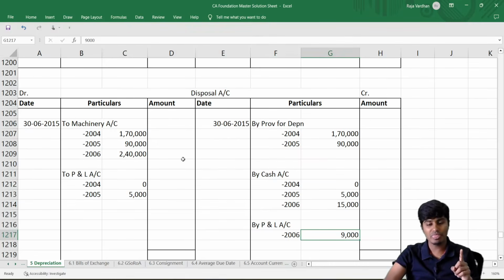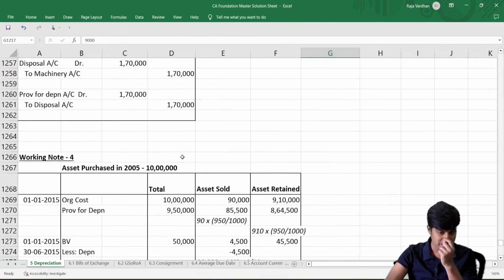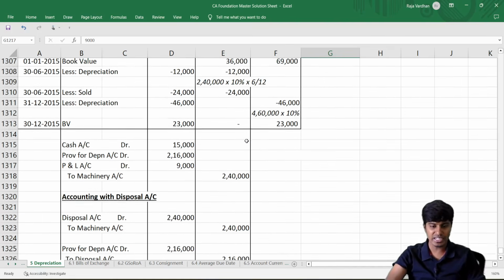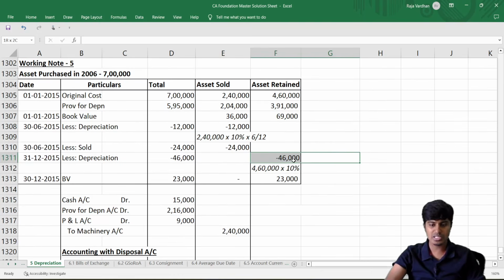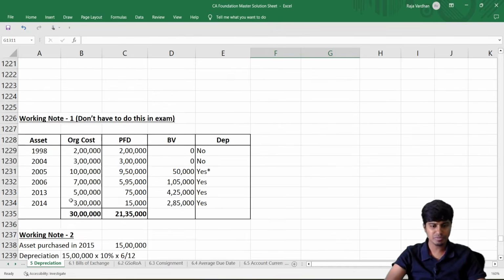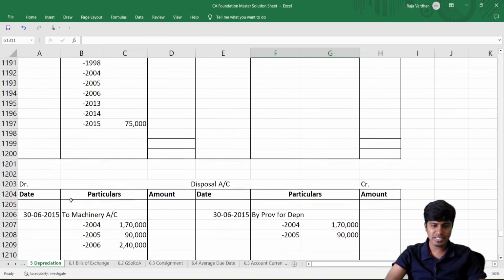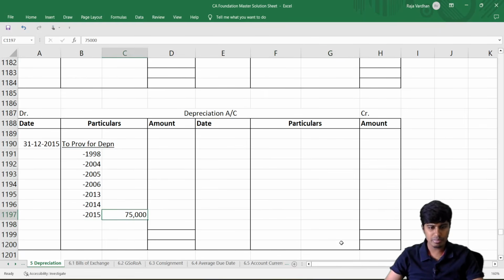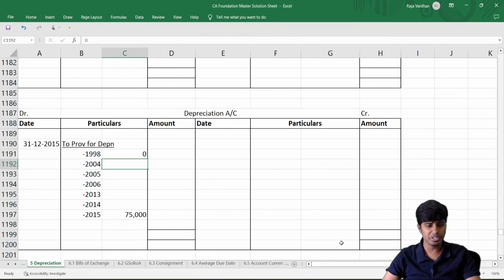We have forgotten one thing. We need to provide depreciation for the asset which is retained. That is 46,000. That I had forgotten. I'll write entry for that. Wait and observe. Entry for that is depreciation account debit to provision for depreciation. That, my friends, is for the asset purchased in 1998, no depreciation, fully depreciated.